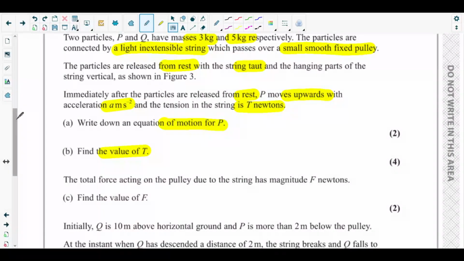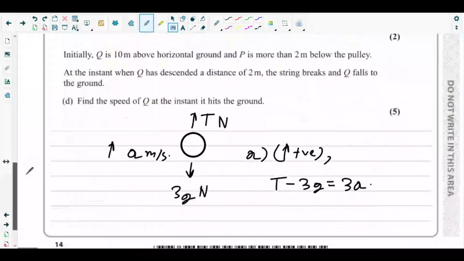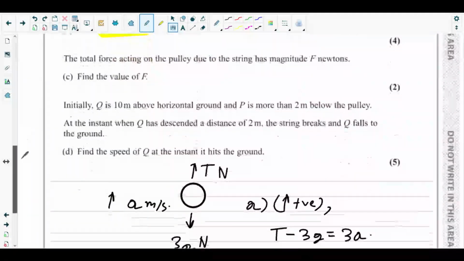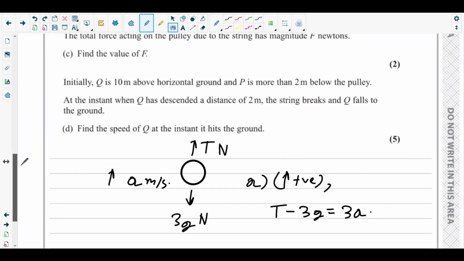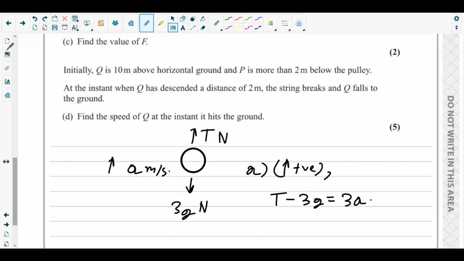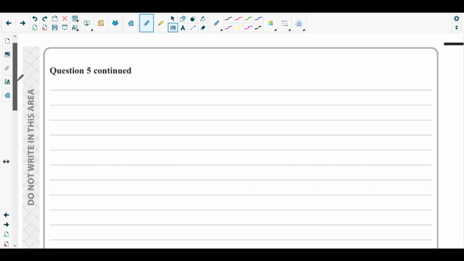Okay, we need to find out the tension of this pulley system, the tension in the system. So for finding the tension, already in part A we have got an equation for the motion of particle P. So as that, we will derive another equation for what? For the particle Q. Okay, so for Q only, taking downward. For P we took upward as positive. To keep the relationship with that, we will take for particle Q downward as positive.